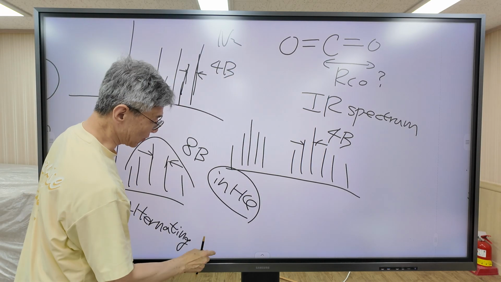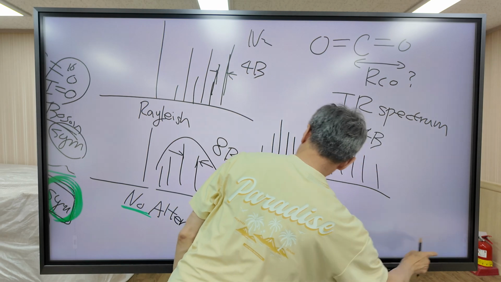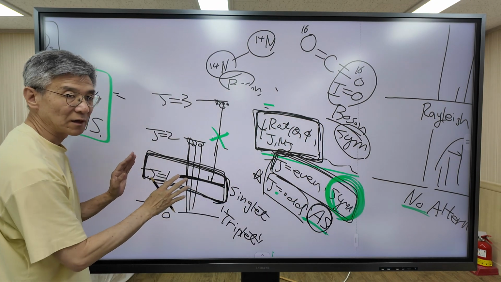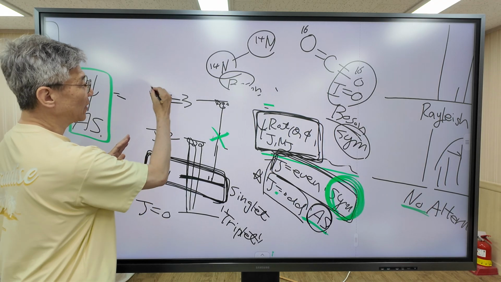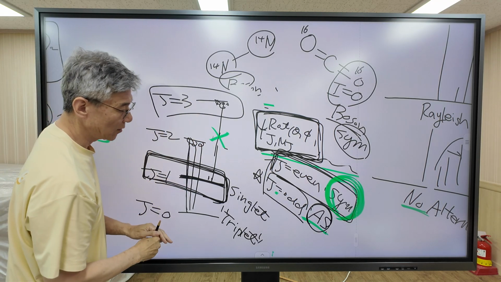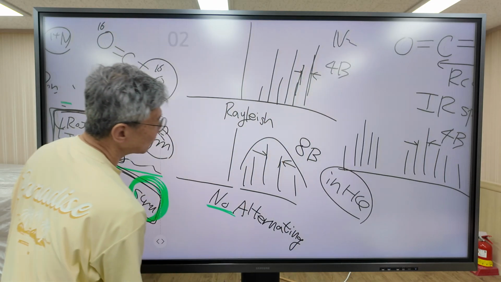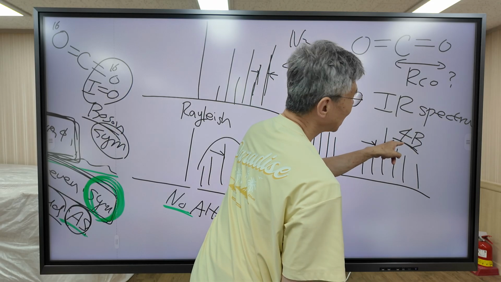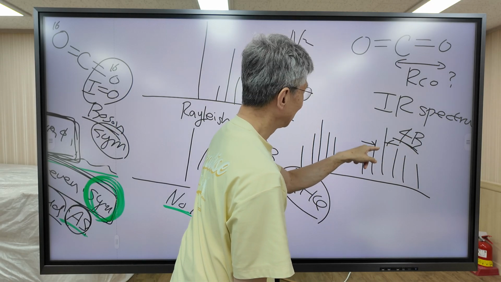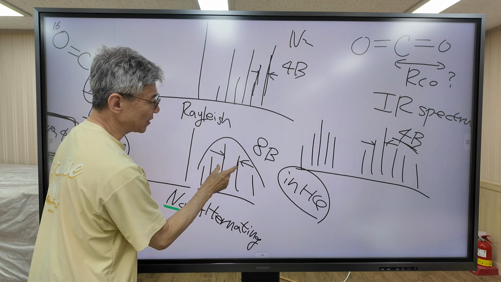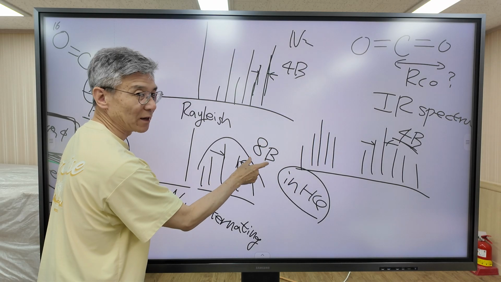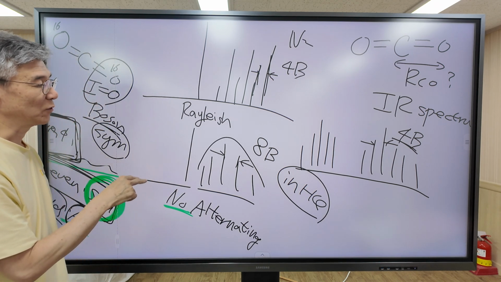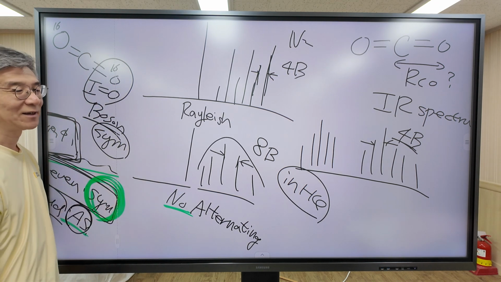Why? In the CO2 molecule, this level does not exist also. This level does not exist. So when we analyze the IR spectrum, we also must be careful that the peak-to-peak spacing must be set to 4B, not 2B. In Raman spectrum, the peak-to-peak distance must be 8B, not 4B, because the odd-number rotational lines do not exist. Okay.